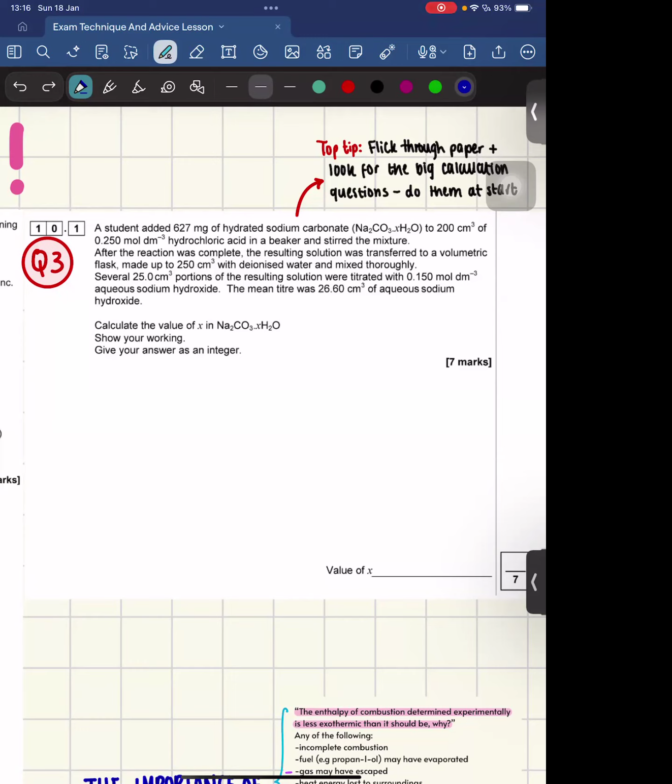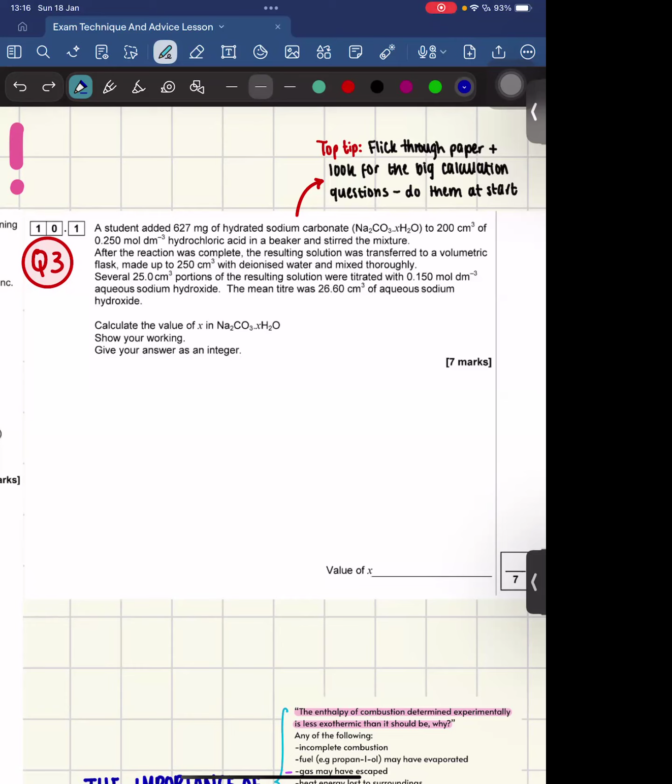But anyway, you've got a 7 marker here. This is quite a rare situation because you don't normally get 7 markers in AQA Chem. The reason I've said flick through the paper and look for big calculation questions and do them at the start, or when you're not running out of time, is because this question is from a 2018 paper and they decided to put it as the last question. Imagine you're already running out of time and you finally flick to the back of the paper and see a 7 marker. I think I'd lose the will to live.